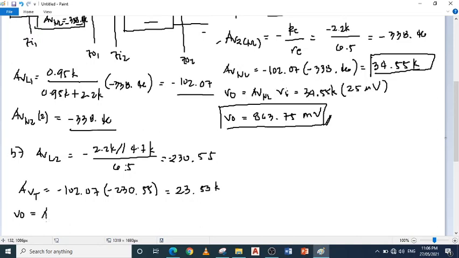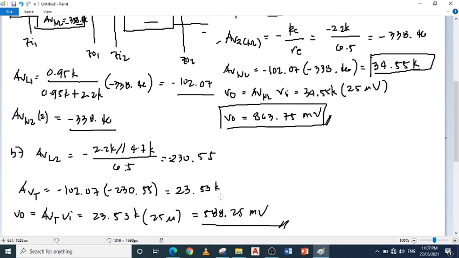And for the VO natin is AVT times VI. So 23.53 kilo times 25 microvolts. So 23.53K times 25 microvolts. So ang VO natin ay 588.25 millivolts. So as we compare our results from letter A, so bumaba, okay?